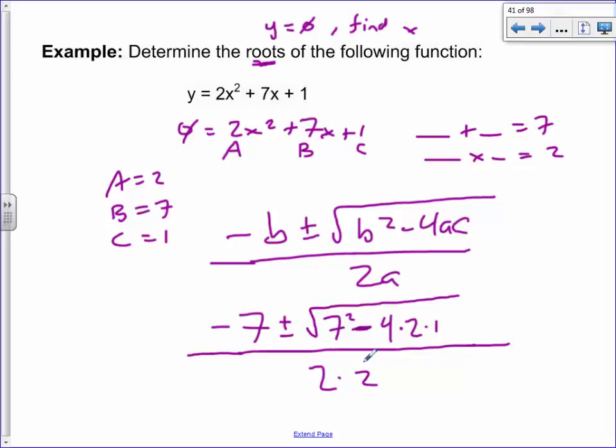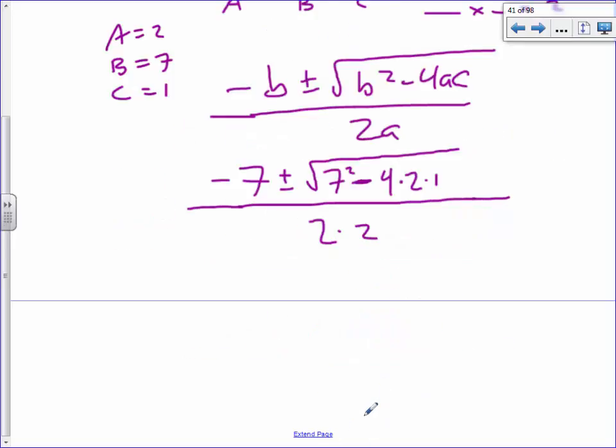Now we need to simplify it a little bit because it's a bit nuts. So here's the advice I get. I always put two things together first. I put the bottom together. 2 times 2? Okay, so I'm just going to rewrite this whole shebang. The minus 7 and the plus or minus symbol, I usually leave that. There's not much you can do there.